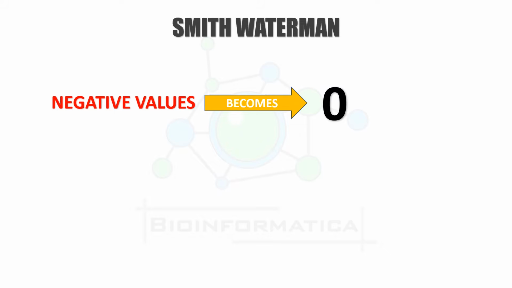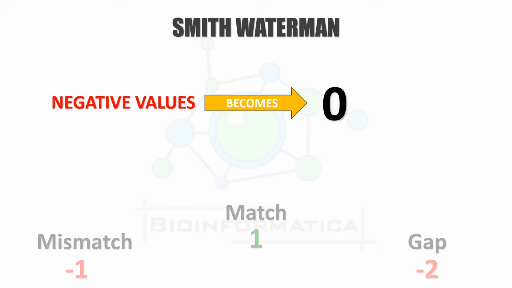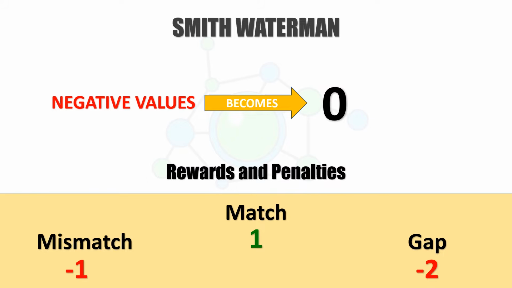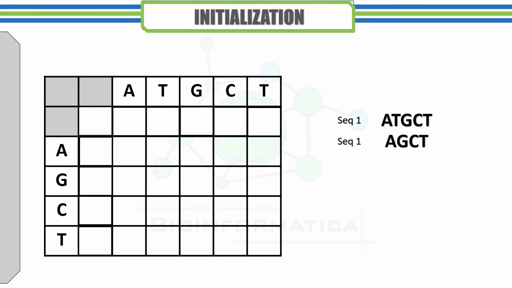As in the case of the global alignment algorithm, we are also going to provide the rewards and penalties. In this case, we are taking 1 as the matching reward and -1 and -2 for mismatch and gap penalties respectively. So let's begin the initialization step. In this example, we are going to align two sequences locally, ATGCT and AGCT. Similar to the global alignment method, we need to create a matrix of m+1 and n+1 dimension. I strongly recommend you watch our video on global alignment to understand the matrix building process more thoroughly.